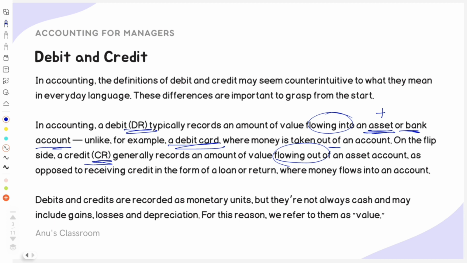Debits and credits are recorded in monetary units, but those monetary units may or may not imply actual physical cash coming into your hands. Sometimes it is cash, but sometimes it may be because there's a gain or a loss or some kind of depreciation, or you're making a sale or something like that. So whatever we are recording, debit or credit, that monetary value, say 2000 rupees, we call it value rather than cash. What is the value in the debit account, what is the value in the credit account, rather than how many rupees in the credit account or rupees in the debit account, we say value.